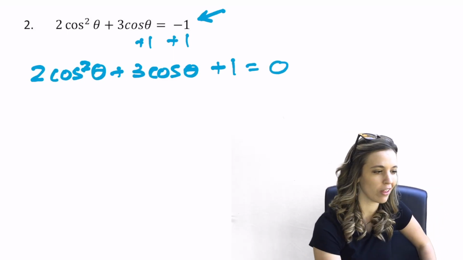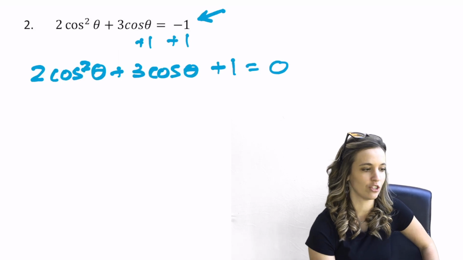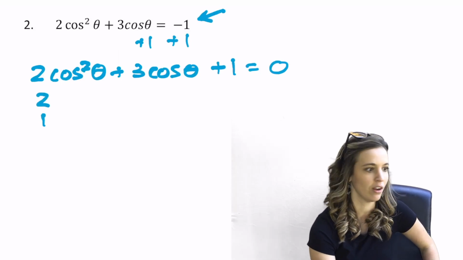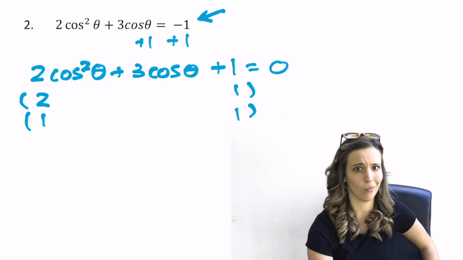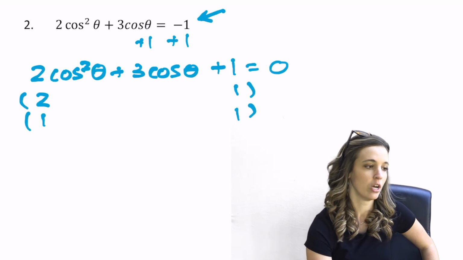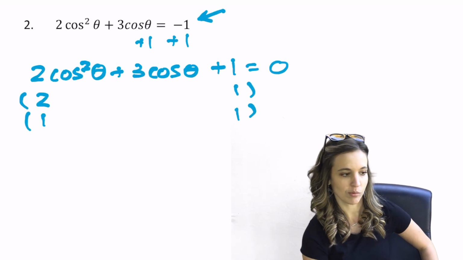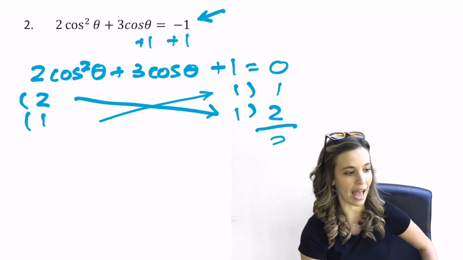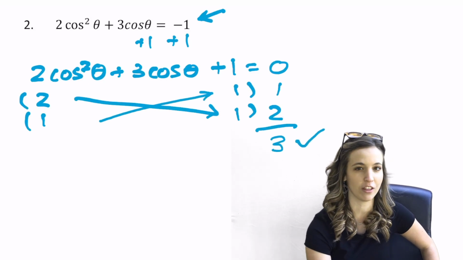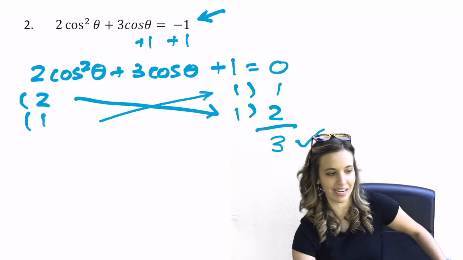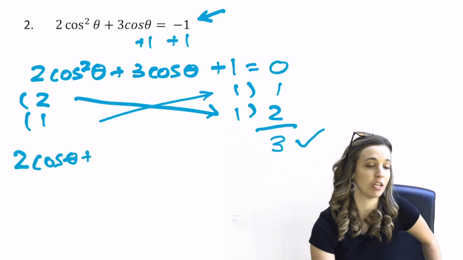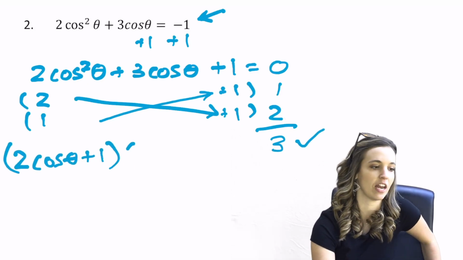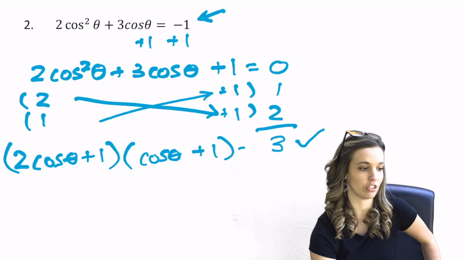Okay, there's a 2 in front of the cosine squared theta, so I'm going to use the guess and check method. 2 and 1 are the only things that multiply to 2. 1 and 1 are the only things that multiply to 1. If I multiply across, 2 times 1 is 2, 1 times 1 is 1. Add those together, I get 3, which is the coefficient of the middle term. So I'm going to go ahead and group these and get 2 cosine theta plus 1 as one of my factors, and cosine theta plus 1 as my other factor, equals 0.